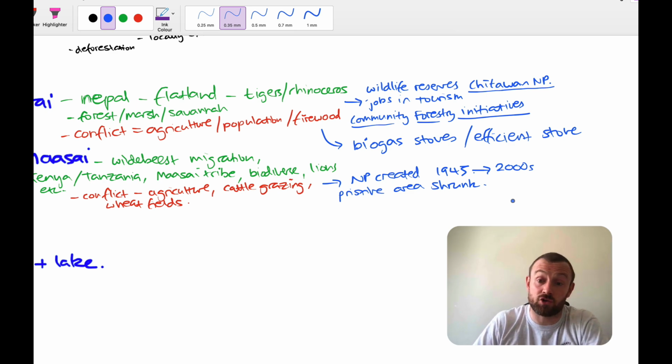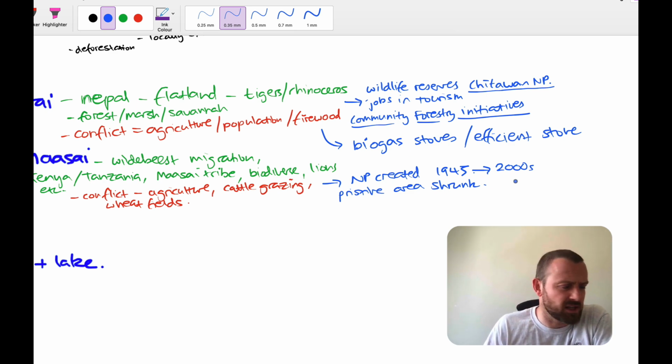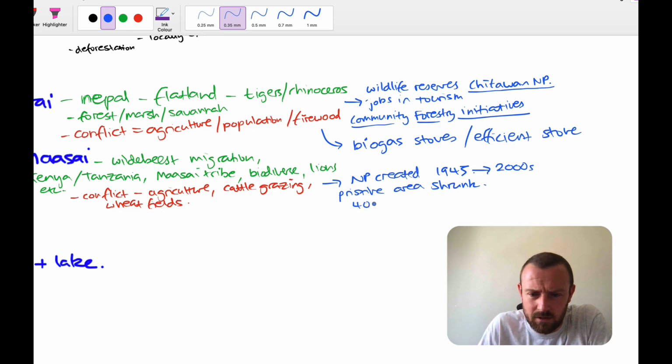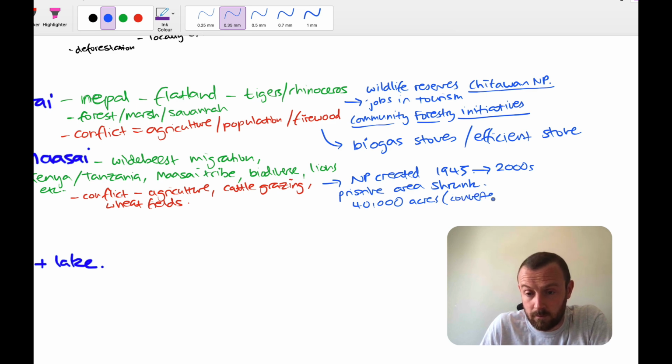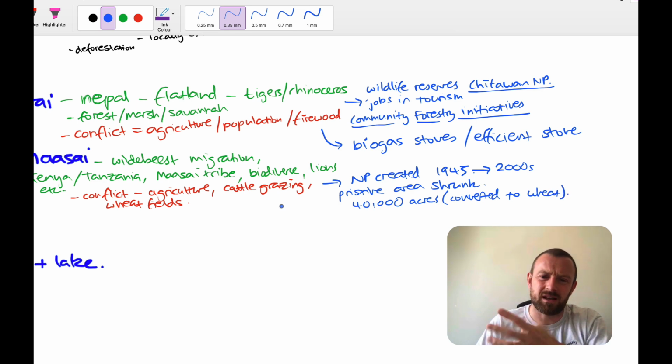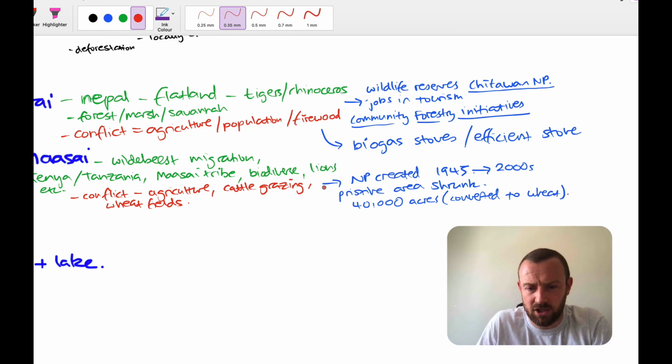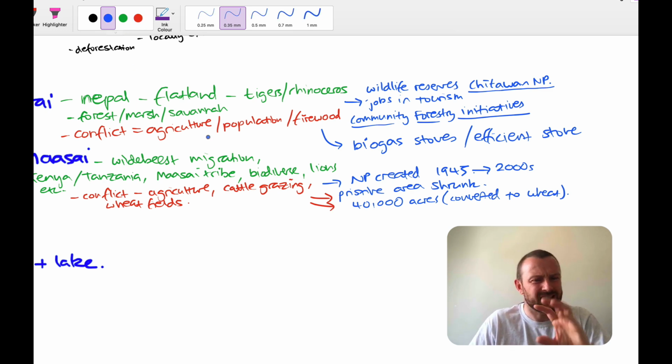So the pristine area shrunk a great deal over the years, and actually 40,000 acres, which is a lot, was converted to wheat. So that's all kind of a problem. Maybe I should have done that in red, actually. Sort of weird land use incentives.